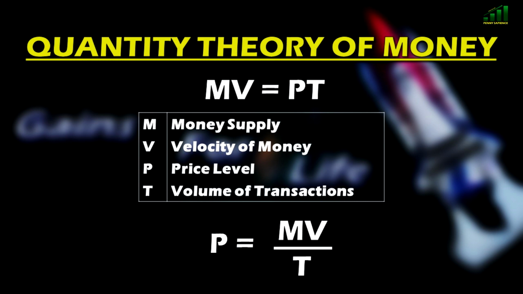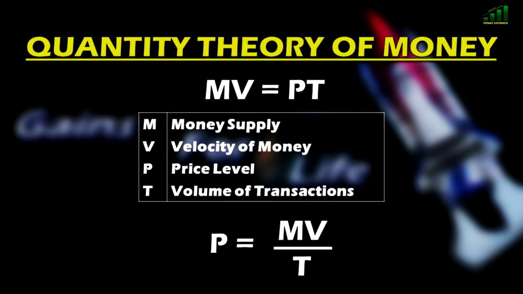The equation is simple and goes as follows: MV equals PT. M is the money supply. V is the velocity of money. It is simply the rate at which the average unit of currency is being used to purchase goods and services. P is the price level. T is the volume of transactions.